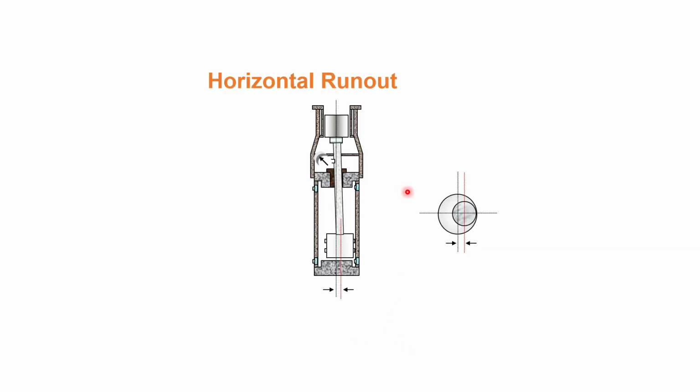So let us see what vertical and horizontal runout are. This is the center line for the cylinder and this is the center line for the cross head. When both of them are in the same line, there is no runout. But if they have shifted, as shown on the right hand side, the piston rod center should be in this line but it is shifted to the right, and the gap between the two is the runout.